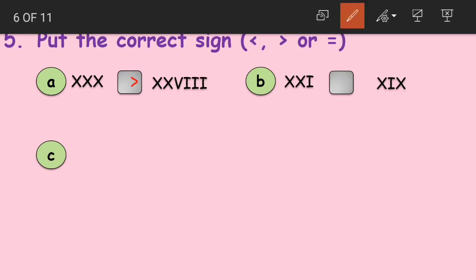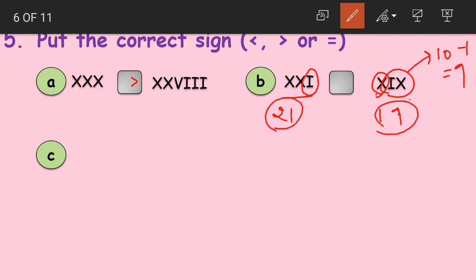XXI and XIX. Now XX is 20. Then we have I, which is 1, so 21. Now coming to XIX, X is 10 and IX is equal to what children? IX is 10 minus 1, which is equal to 9. So 10 plus 9 becomes 19. Now which of the both is the greater number? 21 or 19? Yes, 21. So open the mouth towards 21. XXI is greater than XIX.